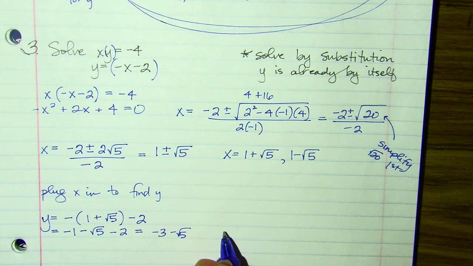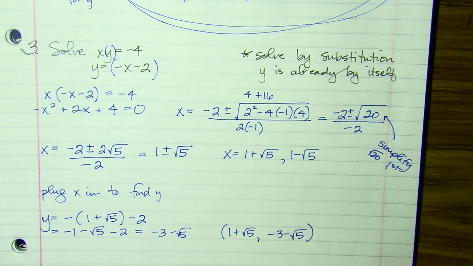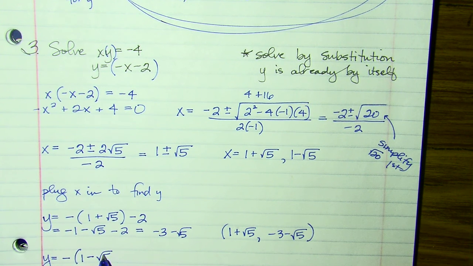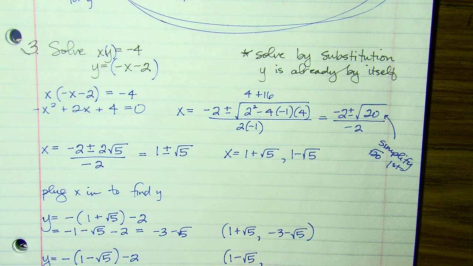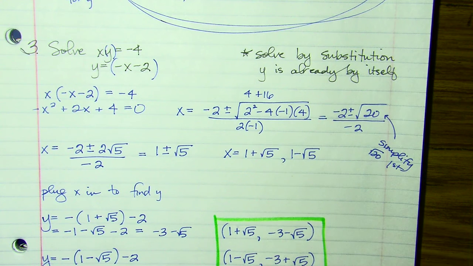So my first point of intersection is 1 plus root 5, comma, -3 minus root 5. Then I'm going to plug in the other one, -1 times 1 minus root 5 minus 2. That would give me -1 plus root 5 minus 2, which would give me -3 plus root 5. So when I plugged in 1 minus the square root of 5, I got -3 plus root 5. And so those are my 2 points of intersection.